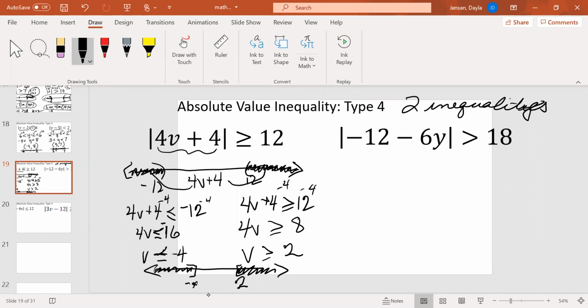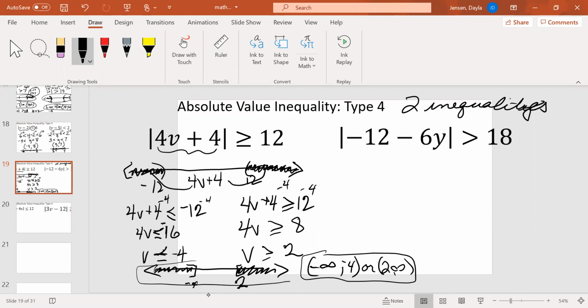I'm going to have to rewrite it as, I'll come over here, I might run out of room. From -infinity to -4. In order for this absolute value to be greater than or equal to 12, my v has to be between -infinity and -4 or from 2 to infinity. So there's interval notation, there's graphical, there's set builder notation. They all mean the same thing.